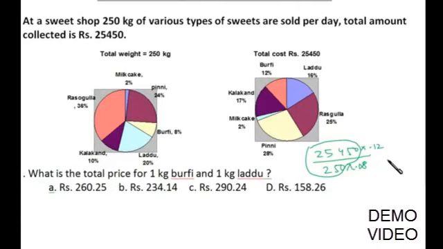We now have to add the price of laddu also. So we can take this as common. Just try to visualize. We can take this data as common and add the price of laddu also. What is the price of laddu? The contribution is 20% over here and 16% over here. So it's 0.16 by 0.20. I just do the calculation over here. So it's 25450 by 250.